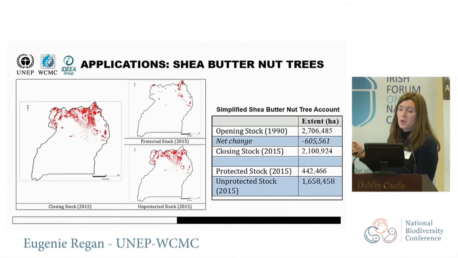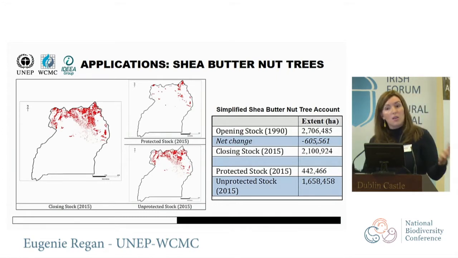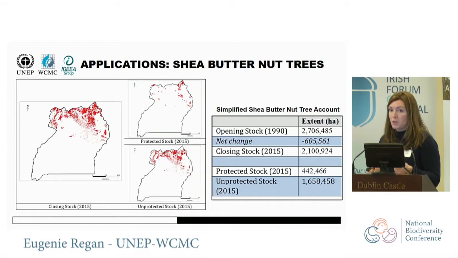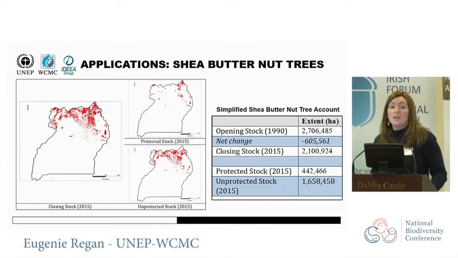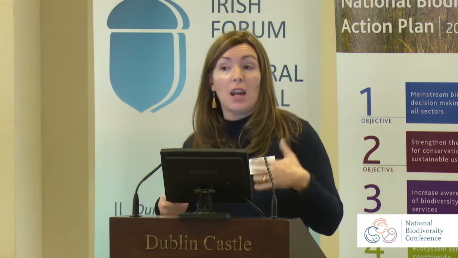And then this is a really interesting practical example where they looked at something specific, which was shea butter nut trees. Lots of hand creams contain shea butter, and it's very valuable to Uganda. And they said, okay, what is our opening stock and what is our closing stock? So you can see here that they looked at the opening stock in 1990, the extent of habitat, the closing stock in 2015, and then, of that stock that they have, how much of it is protected. So this is the type of detail that we can go into. It's the type of information we can have, that we can then communicate around how biodiversity is faring and how this is impacting, say, the economic activity of a country.